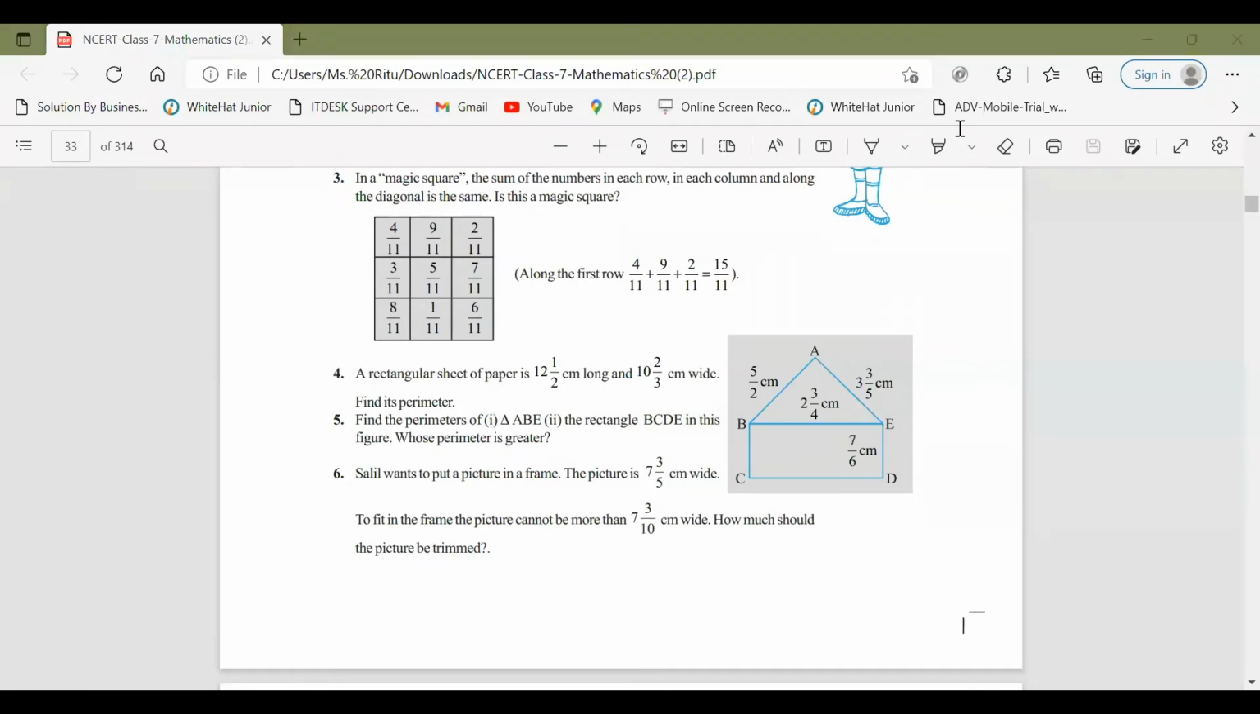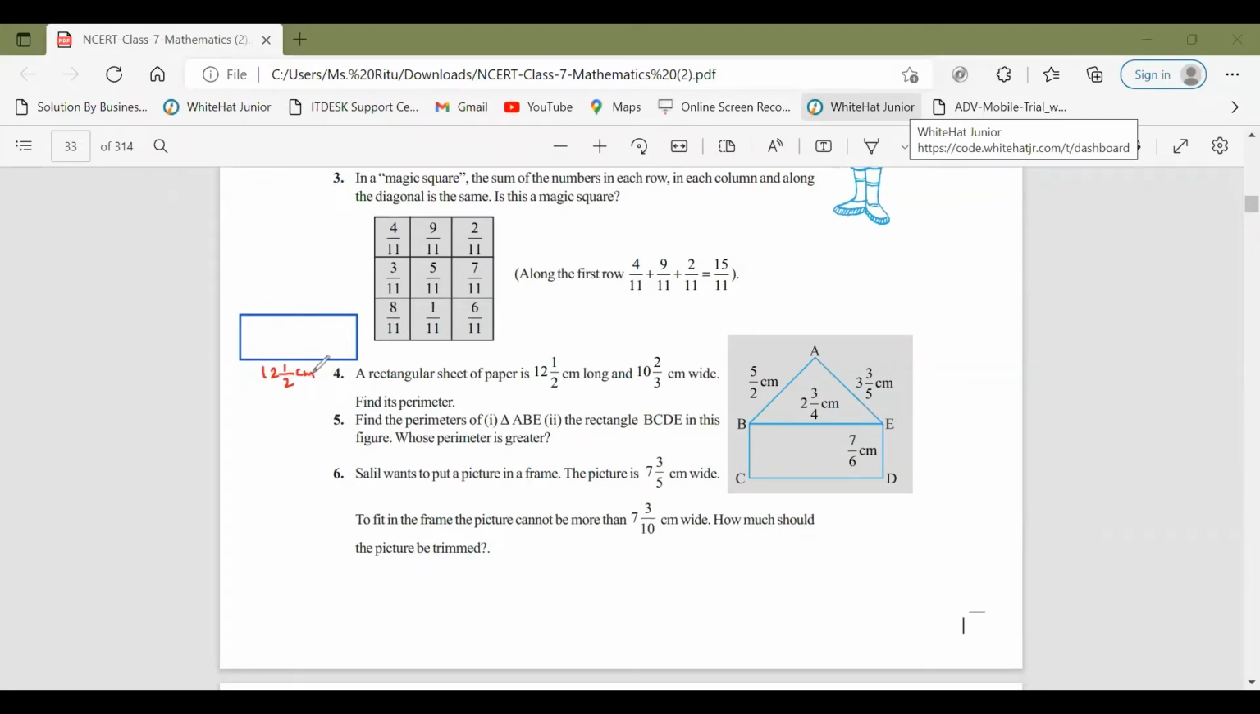Next question, number 4. A rectangular sheet of paper is 12 by 2 cm long. So ek rectangular sheet hai hamare paas. Rectangular sheet hai hamare paas paper ki. And what they are giving over here, basically, they are giving its length. So length how much?